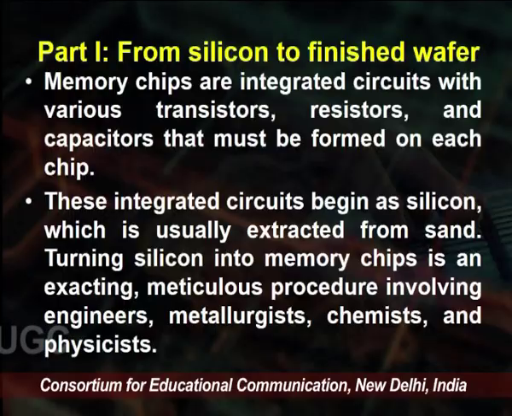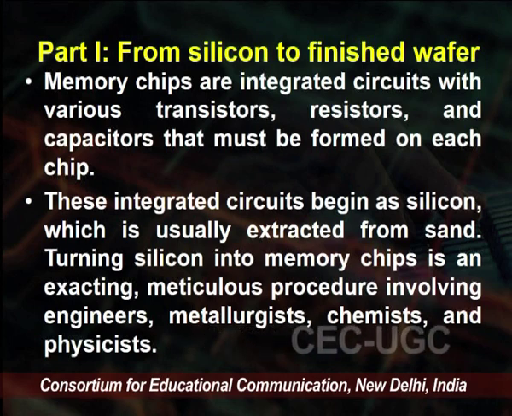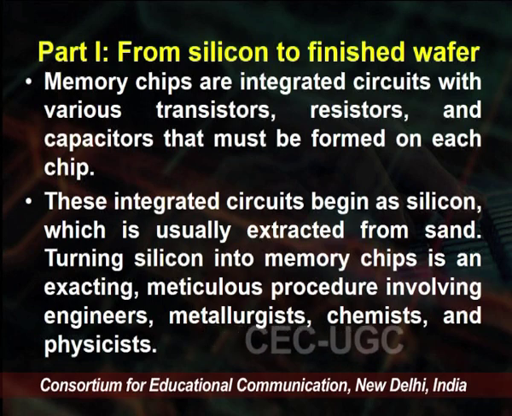Memory chips are integrated circuits with various transistors, resistors and capacitors, and they must be formed on each chip. These integrated circuits begin as silicon, which is usually extracted from sand, and turning silicon into a memory chip is an exacting and great process. Moreover, engineering, metallurgy, chemists and physicists are required. So how do we convert the silicon to the finished wafer?